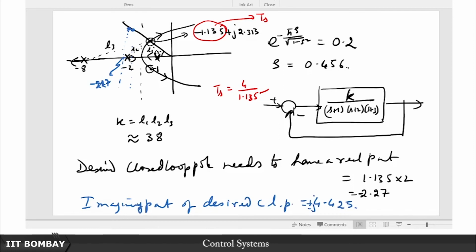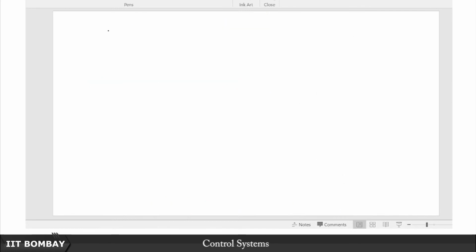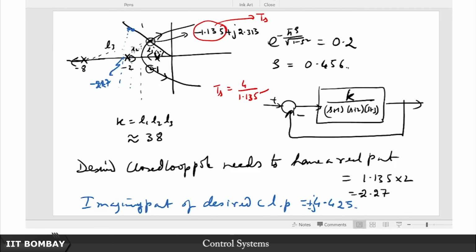You can omit the j because we have already said it is an imaginary part, it does not matter. So now look at this other diagram, we have minus 1, minus 2, minus 8, and we have been given that this is where we desire our pole to be: minus 2.27 plus j 4.425.